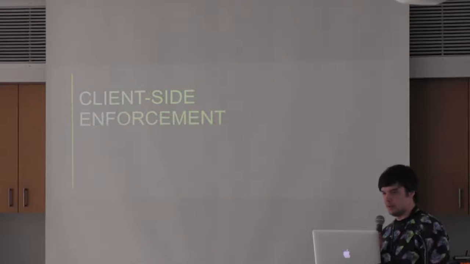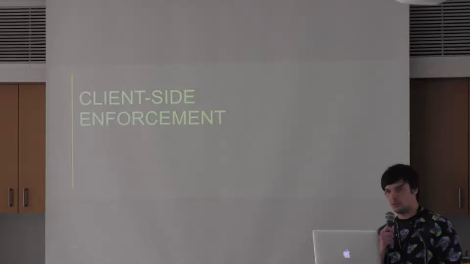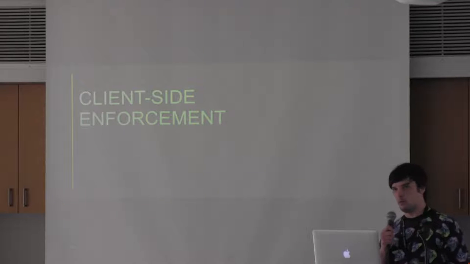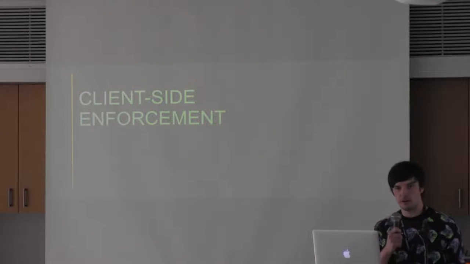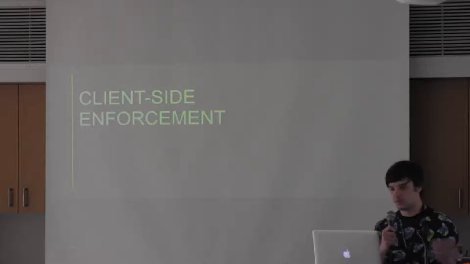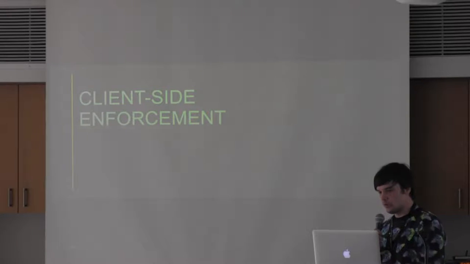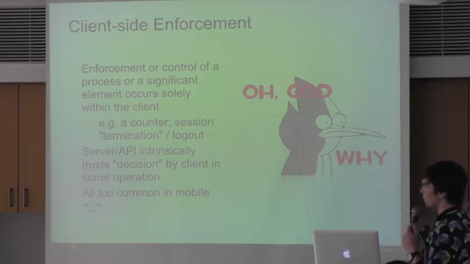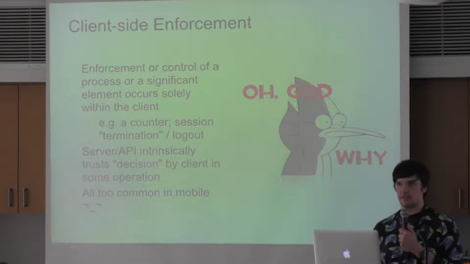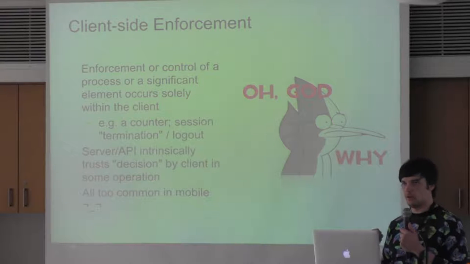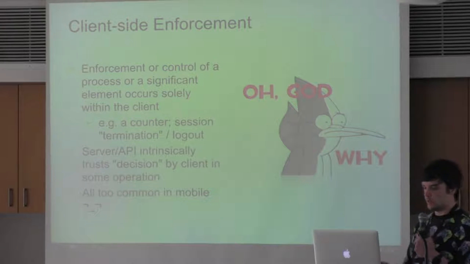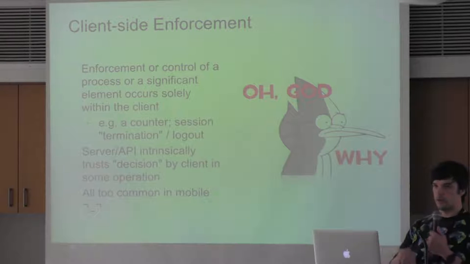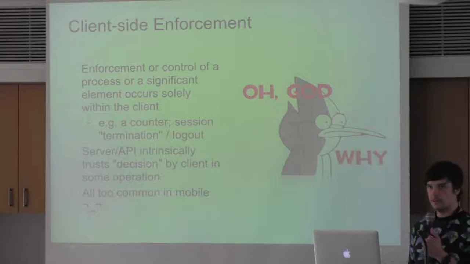Client-side enforcement. This is not obviously unique to API security, but it's very common in mobile, and mobile apps, I don't know, occasionally talk to APIs or some sort of web service, like once in a blue moon. So if you're not familiar with this, this is basically any sort of enforcement or control of a process or some sort of significant element, like an identifier or a counter being set or dictated solely on the client and the server implicitly trusting that no one did a bad thing with it.